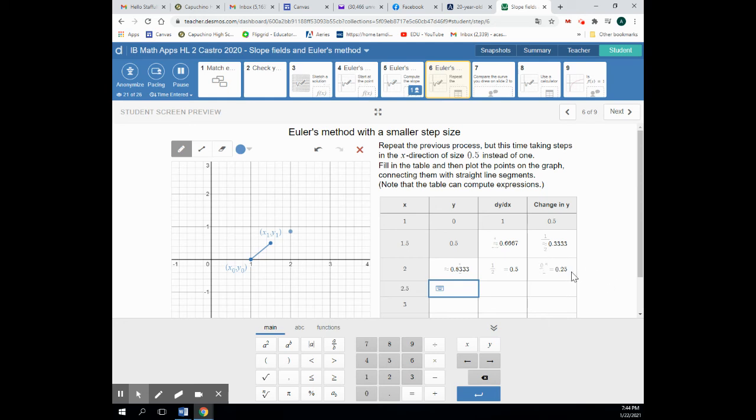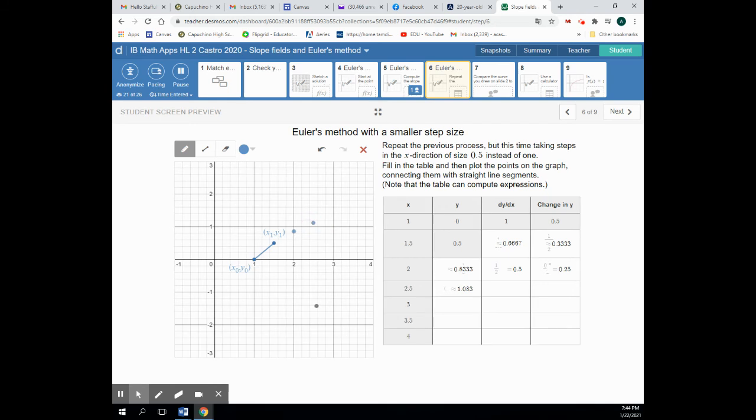So my change in y, I'm going to add that to my existing y. So my existing y was 0.8333 forever. And I'm going to add to that my 1/4. That will get me my new y value. So 2.5 is going to go up to 1.08. Well, that's close to 1.1. Here's 1.2. 1.1 would be there, more or less.